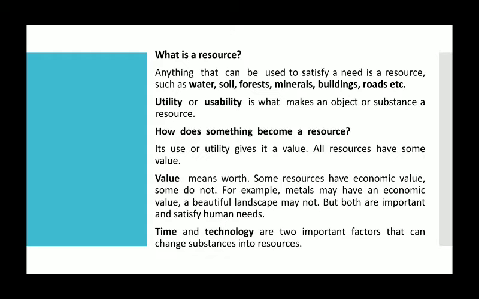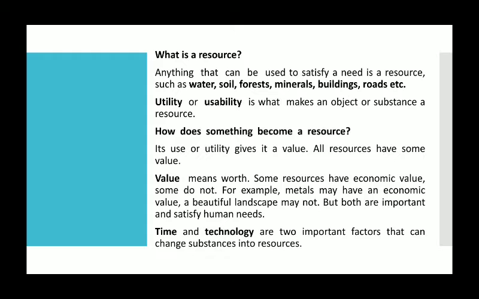Now, second question is, what makes an object or substance a resource? Obviously, it is utility or usability, which means that when we use an object or substance, it becomes a resource. Third question, how does something become a resource? Its use or utility gives it a value. All resources have some value, though some resources do not have economic value, but they are equally important to us.